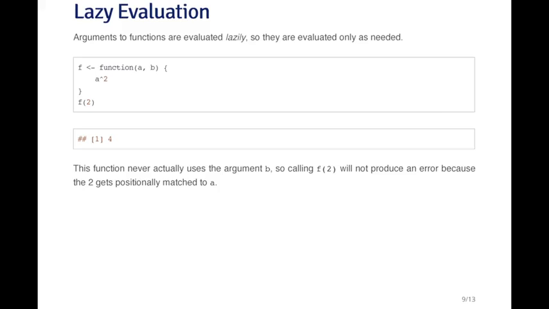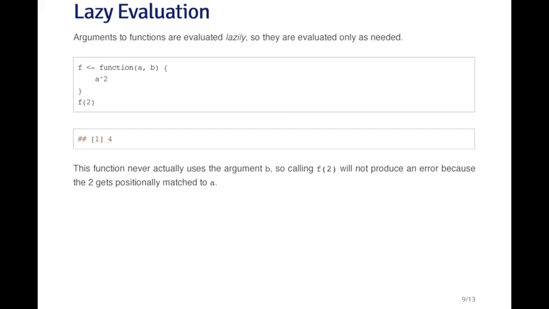So if I say f of 2, what happens? Well, in R, you get 4, because 2 squared is 4. Now, you might be wondering, what happens to b? When I call f, I never specify what the value of b is, and furthermore, b doesn't have a default value, so what happens? Well, nothing happens, because the function f doesn't actually use b, and so the argument is never evaluated. Because it's never evaluated, there's no error, nothing is going wrong here.